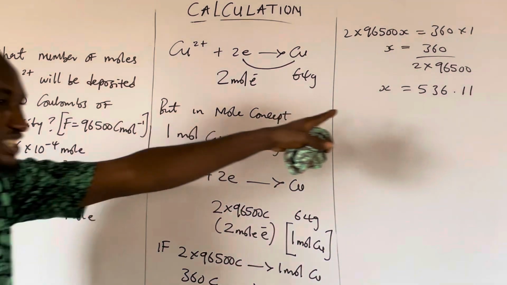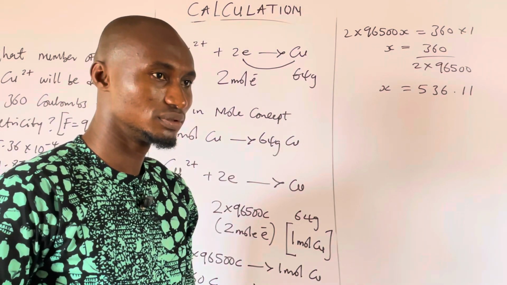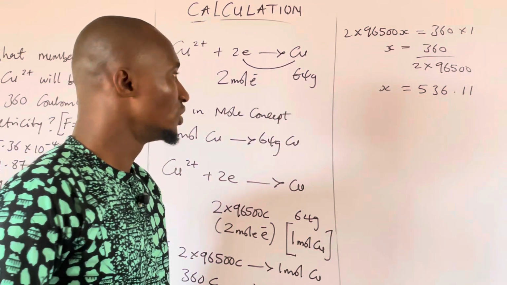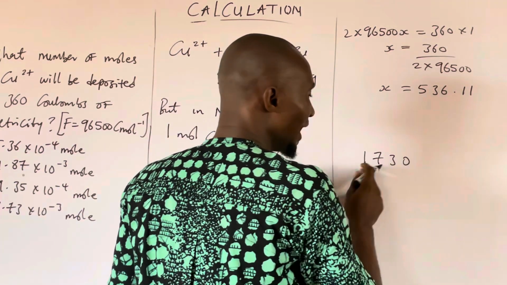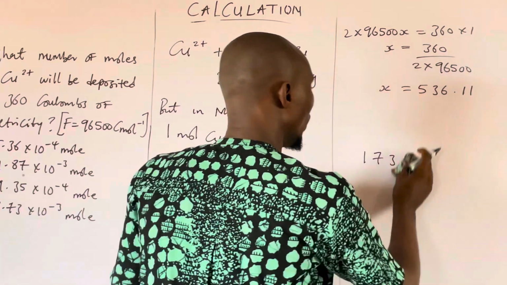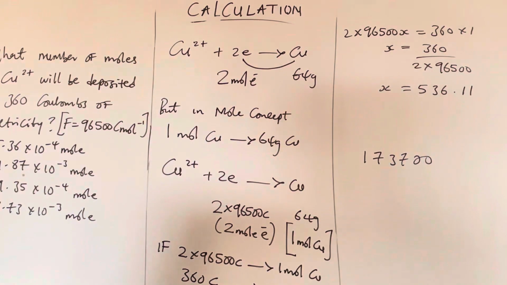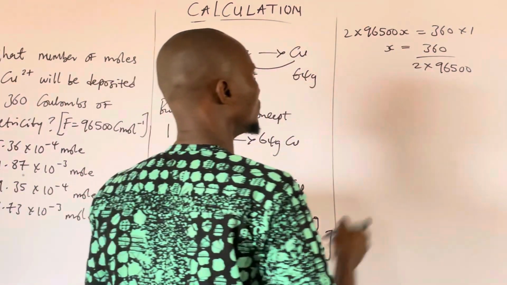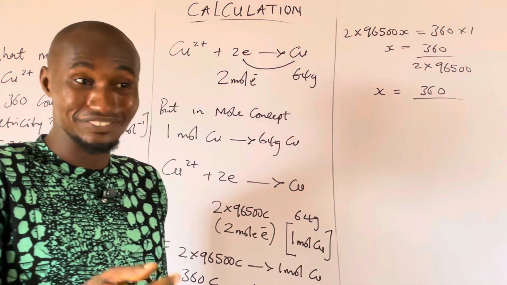You said 536.11. Others, use your calculator. You said you got what? 173,700. People don't know what you are doing. Look up. Wait. Even as you are working with the calculator, you are still giving me one figure.